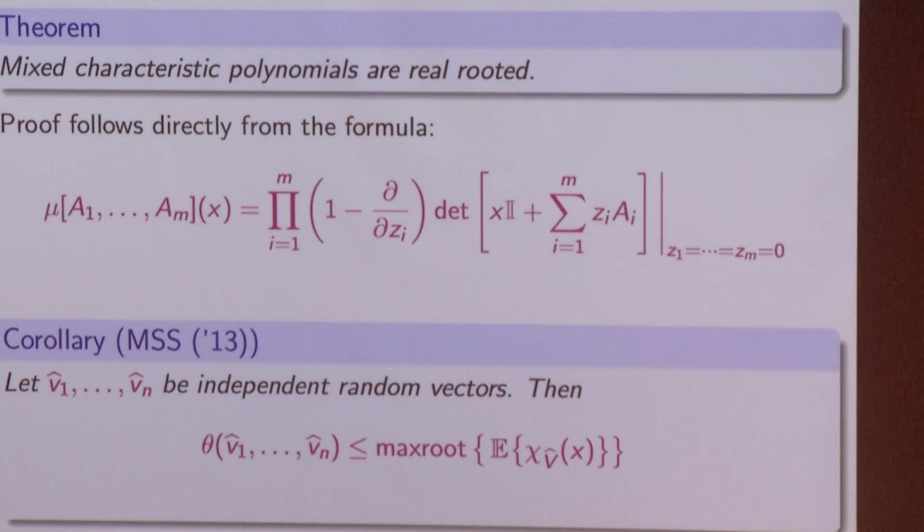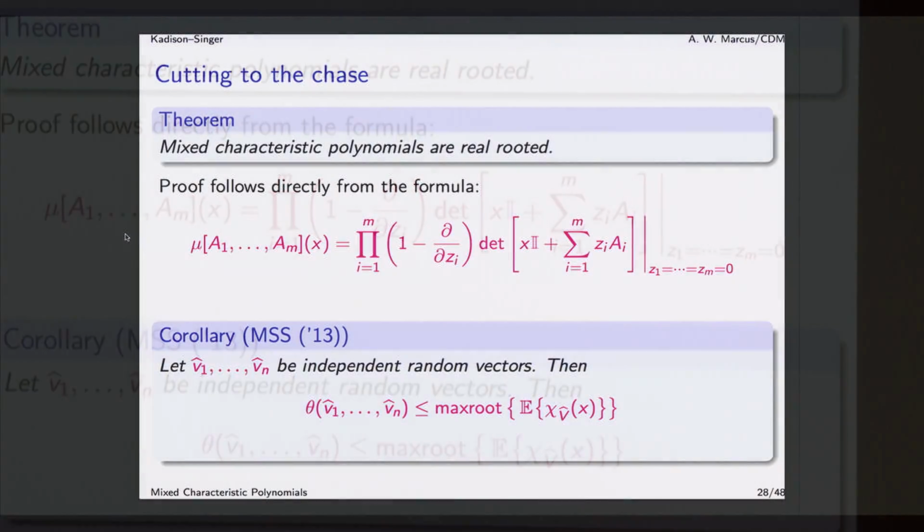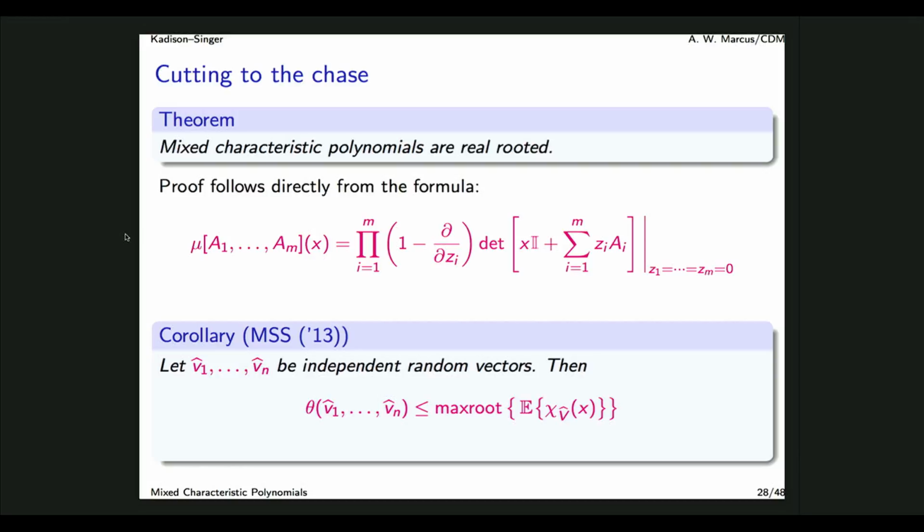So what is the corollary? It's that if v1 through vn are independent random vectors, then we can always find an upper bound on the best largest root we can get by looking at this expected characteristic polynomial. Any questions? Okay, good.